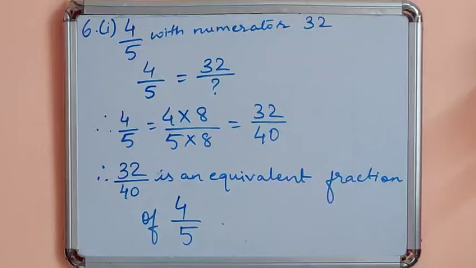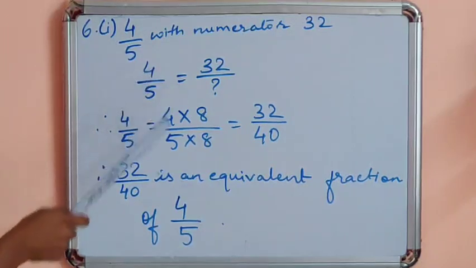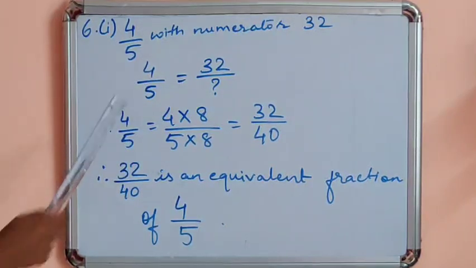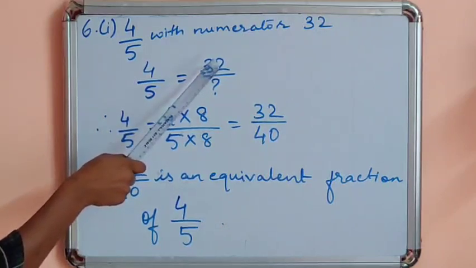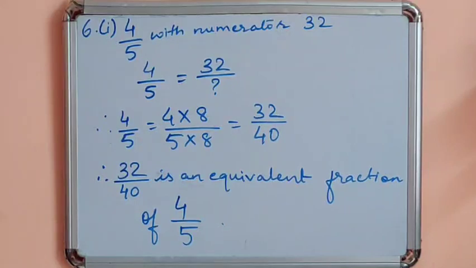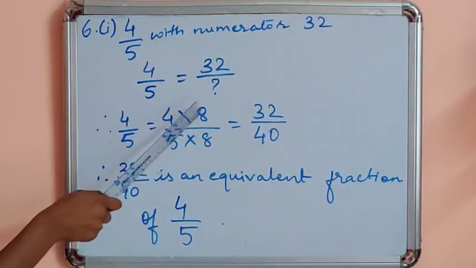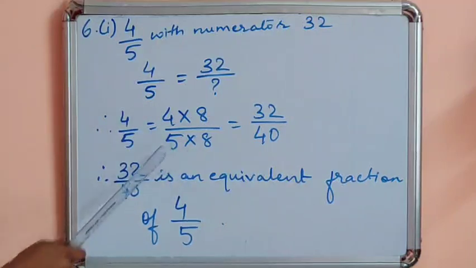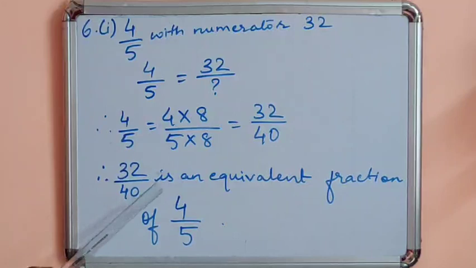If you don't understand this, you can do one more process. You can just take this number 32 and divide it by 4. If you divide 32 by 4, you will get 8. And you have to use 8 in both numerator and denominator. So here 32 by 40 is an equivalent fraction of 4 by 5.